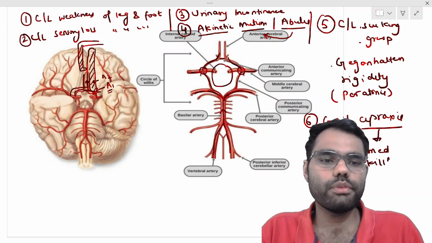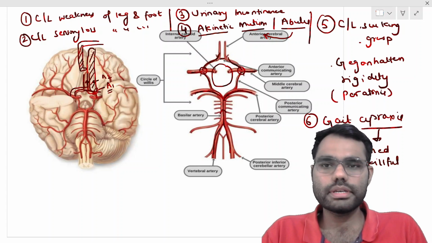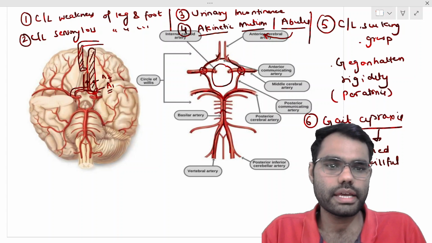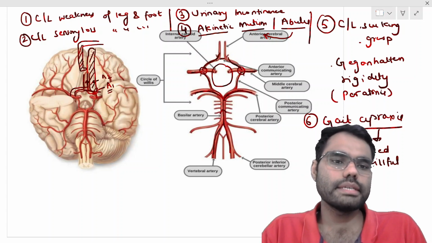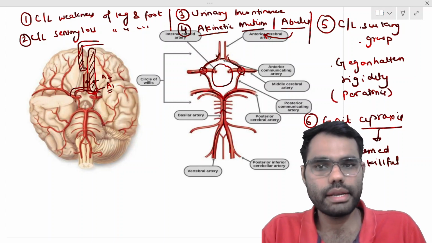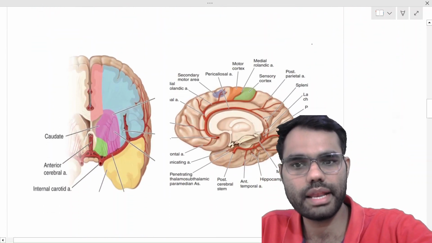So learned skillful movement, the patient is not able to perform. So what is gait apraxia? Because there is a contralateral weakness and sensory loss of the legs, there is a difficulty in walking, and this is known as gait apraxia, right? So these are the 6 things that we need to remember if there is an occlusion of the A2 branch of the anterior cerebral artery.